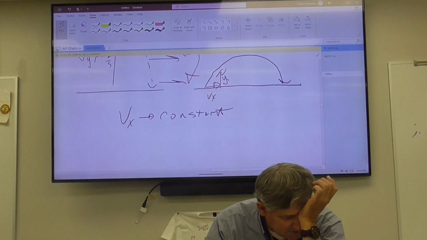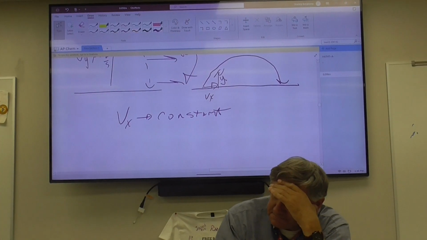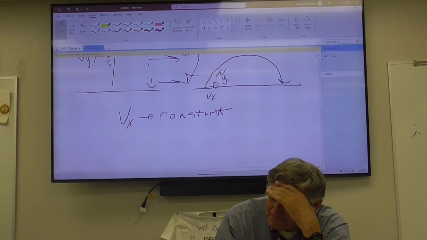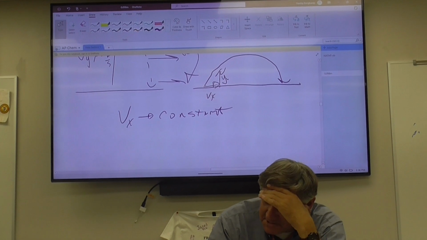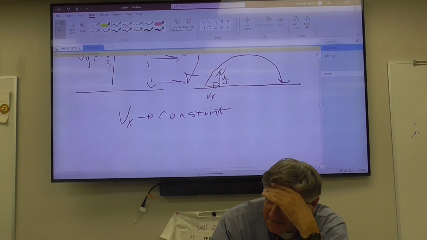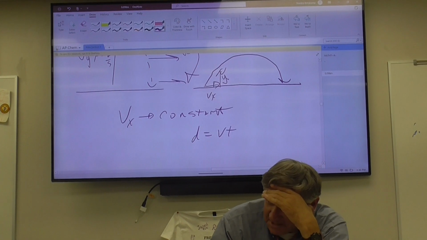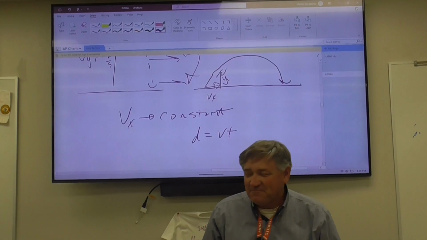Scooter, what's the one equation you can use if you have constant velocity? There's one equation you can use when you have constant velocity. Distance equals something over time. How about velocity times time? Oh, sure. Yeah, that too. Okay, I guess that one works.